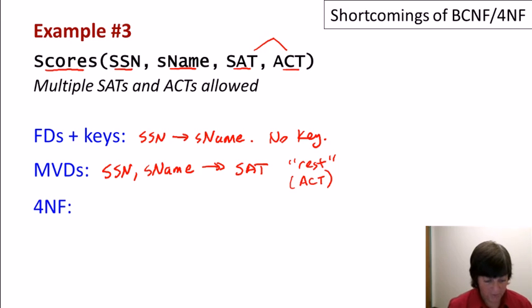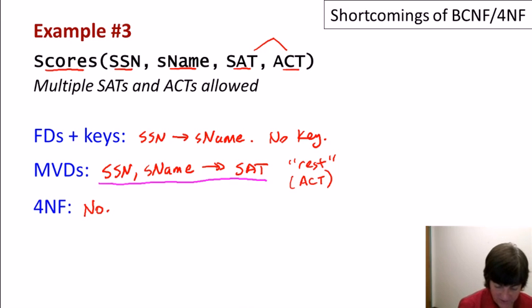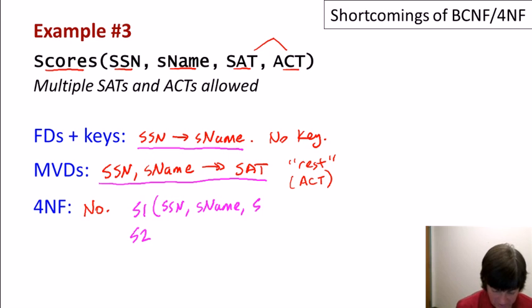So is this relation in fourth normal form? Well, clearly it's not. We have a violating multi-valued dependency here since it doesn't have a key on the left-hand side, and we also have a violating functional dependency. So let's quickly do the decomposition. We'll start with the multi-valued dependency. So that would give us in the first relation the attributes of the multi-valued dependency, and then it will give us the attributes that are remaining plus the ones on the left-hand side, so Social Security number, student name, and ACT.